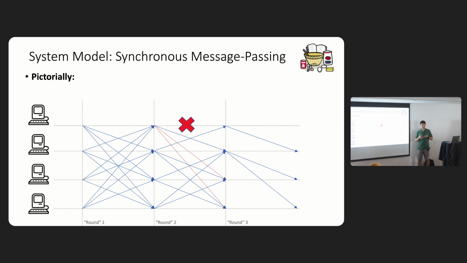But analyzing this is pretty complicated. Okay, so I'll try to give you an example of how to reason through this. Okay?